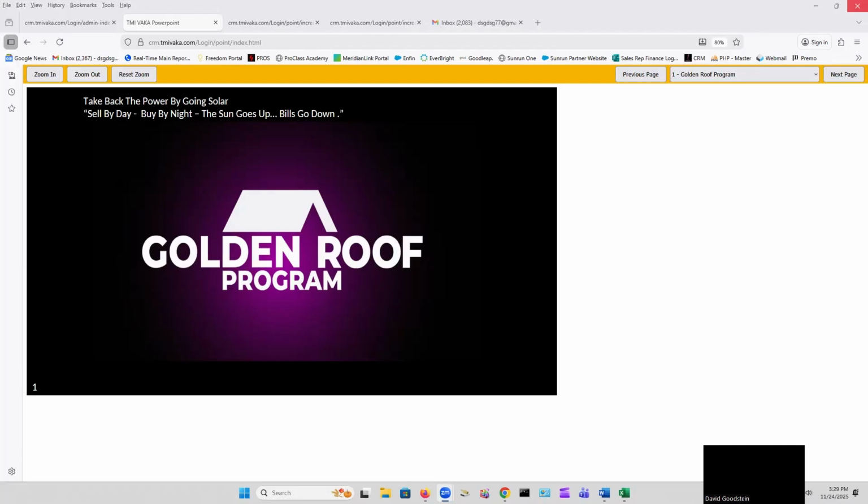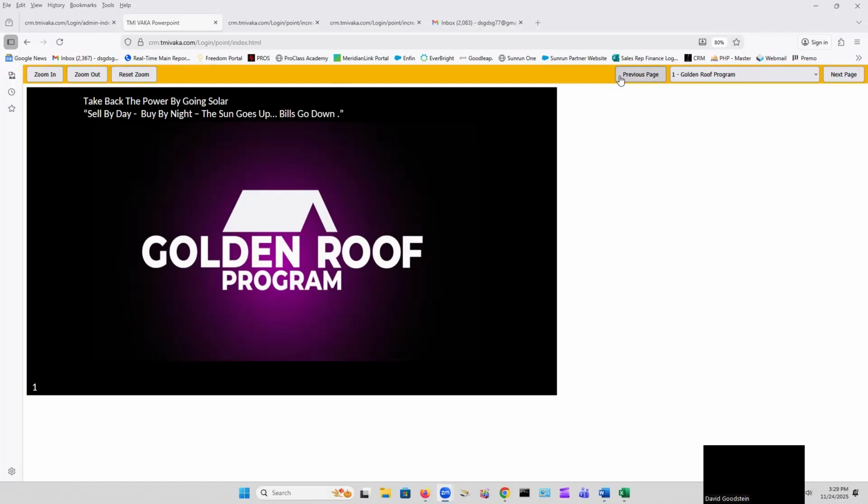Let's briefly talk about the PowerPoint presentation. The presentation is fairly easy to navigate. You'll notice at the top of the page there's a series of navigational tabs. On the left-hand side, there's three tabs that operate the zoom features. You can zoom in, you can zoom out, or you can reset it to its original setting.